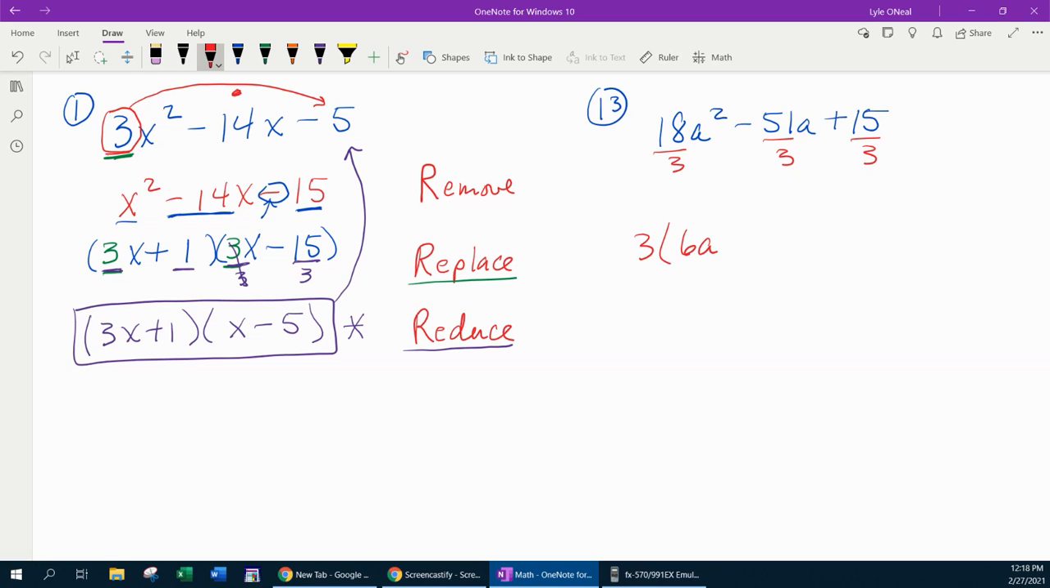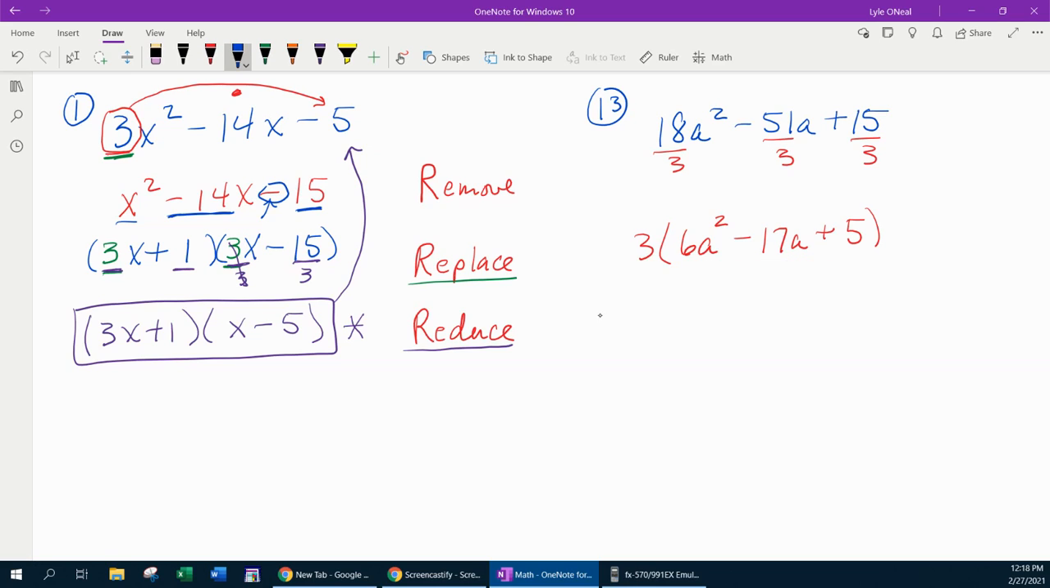So that's going to leave me 6a squared minus 51 divided by 3 is 17, so that's going to be 17a, plus 15 divided by 3 is 5. So now that we factored out the GCF, we need to consider the stuff left over in the parentheses and see if it will factor further.